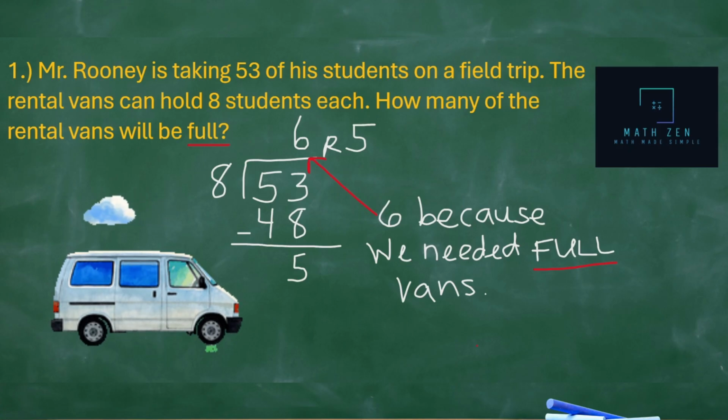So for this problem, it reads, Mr. Rooney is taking 53 of his students on a field trip. The rental vans can hold 8 students each. How many of the vans will be full? As you can see here, we have a very standard division problem. We have 53 students divided by 8 students per van. We're going to do 8 times 6 to get 48, which is a very big piece of the 53 students. We do our subtraction, and we're left with 5 students. So our final answer here, and it is done correctly, is 6 remainder 5.